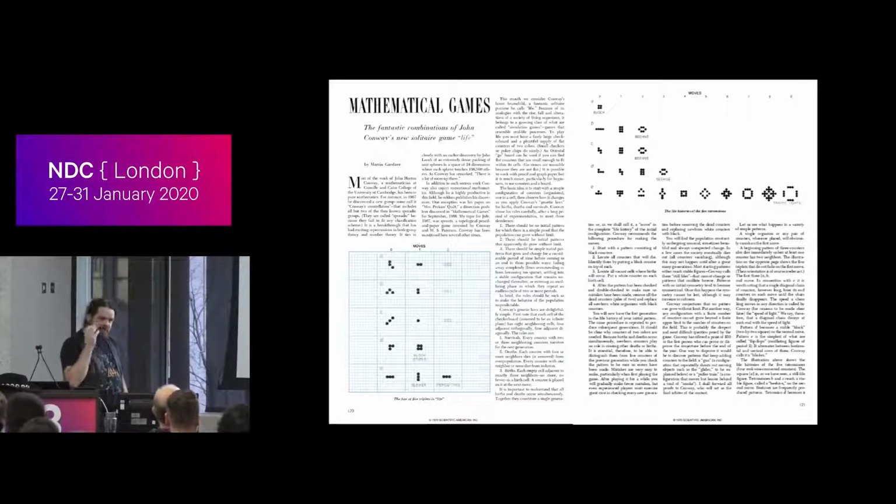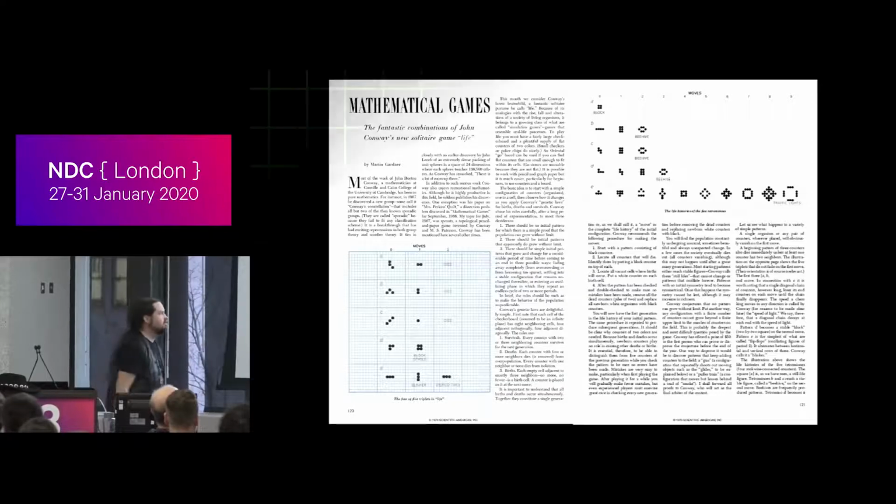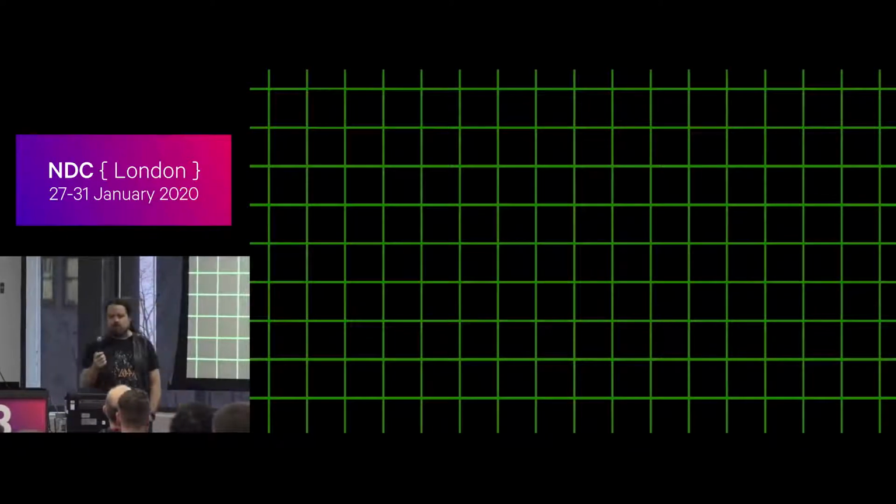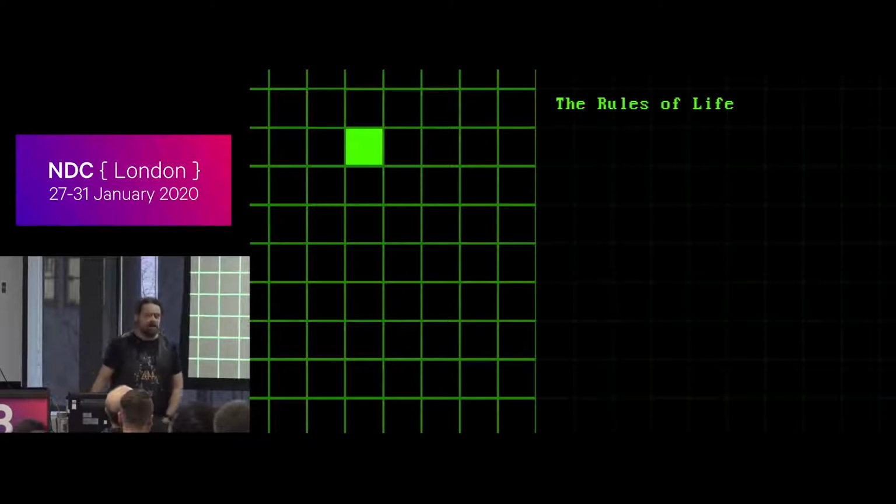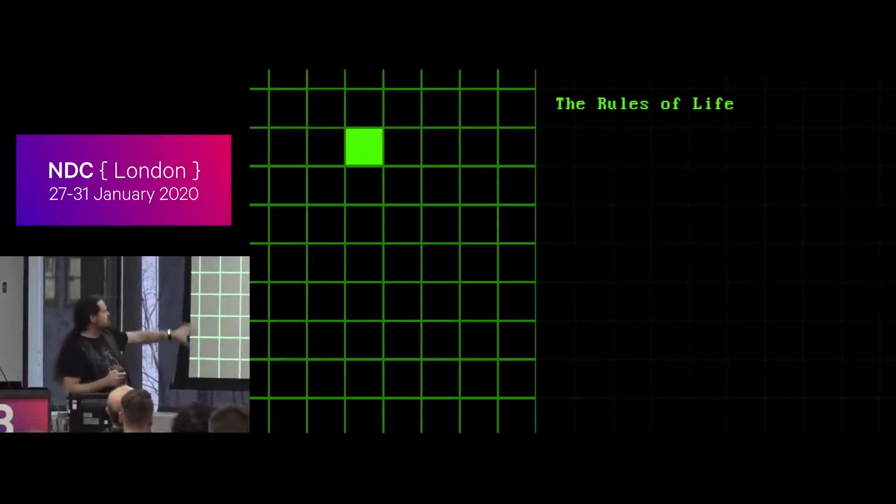Now, as games go, Conway's Game of Life does not look terribly exciting. It is a game for no players, played on an infinite board, and it has 4 rules, the rules of life. The first rule: each of these cells on our grid can either be living or dead.